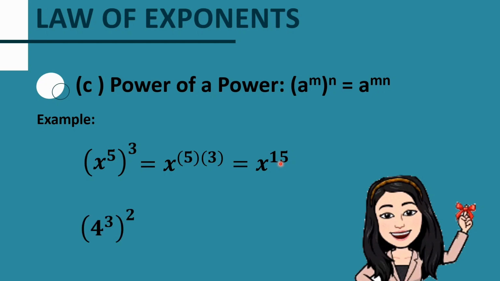Another example. We have 4 cubed raised to the 2nd power. So again, applying the power of a power rule, we need to multiply 3 and 2, or the exponents, or the powers. So we have 4 raised to the 3 times 2 power. So that is equal to 3 times 2 is equal to 6. So copy our base, which is 4. So that is equal to 4 raised to 6. Meaning to say, 4 cubed raised to the 2nd power is equal to 4 raised to the 6th.